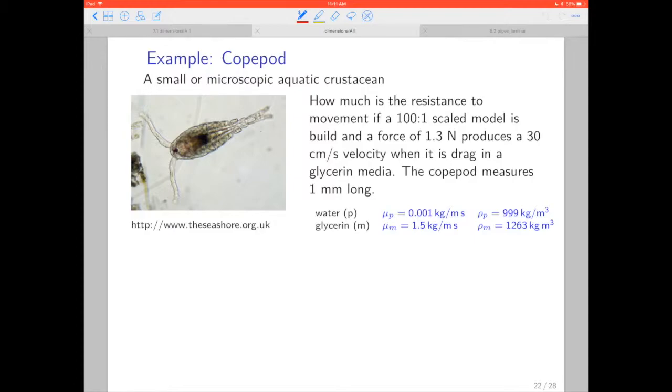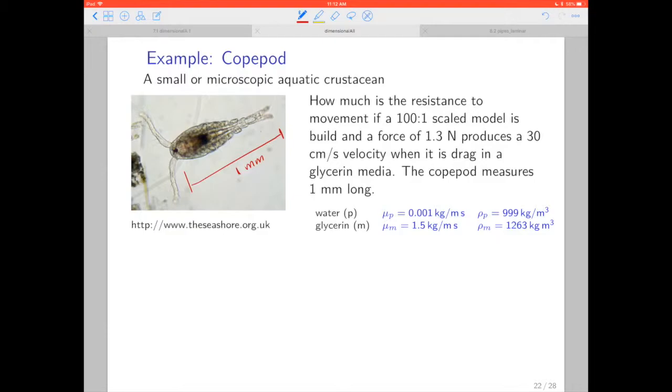Okay, let's jump into an example of similarity. This example is on purpose in a different engineering application, so it is more into bioengineering, or biology, you can say. So we have a copepod. It is a very small animal, an aquatic crustacean, and its dimensions are more or less 1 millimeter.